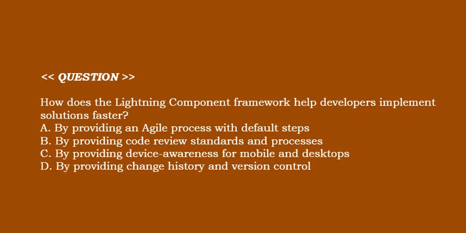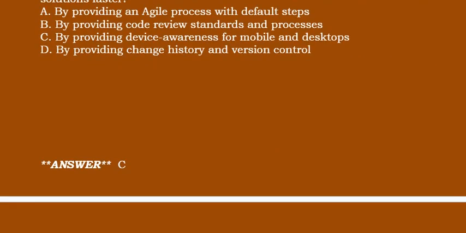Next question is how does the Lightning Component framework help developers implement solutions faster? Option A, by providing an agile process with default steps. Option B, by providing code review standards and processes. Option C, by providing device awareness for mobile and desktops. Option D, by providing change history and version control. Correct answer is option C.